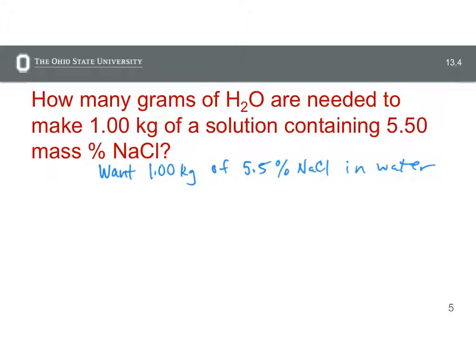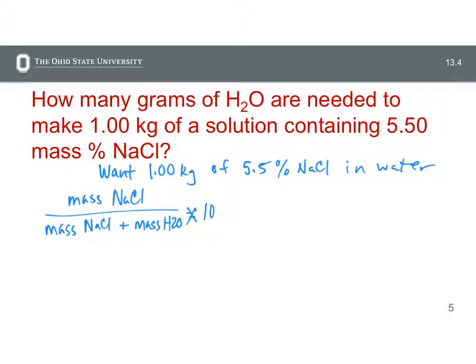Okay, so the way I start these problems, I'm going to write our mass of NaCl over mass of NaCl plus water, times 100, equal to 5.5. So this is me just writing down what the problem told me.